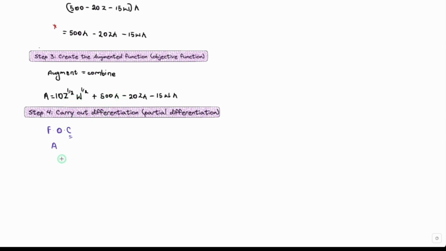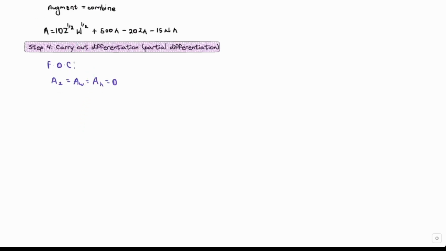We have three unknowns. The differentiated function of A with respect to z, with respect to w, and with respect to lambda must all be equal to 0. That is the condition that we are referring to here. That is our first order condition, that each of the differentiated functions must equate to 0. So how do you go about doing that?